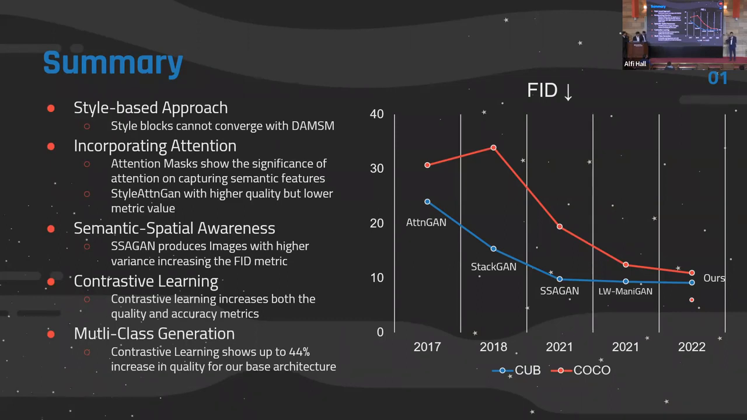We hypothesize this is because of the lower variance in the classes itself. So we use the semantic spatial awareness attention, which produces higher quality images with higher metrics because of the higher variance. And finally, we also studied the effect of contrastive learning, and we showed how contrastive learning increases both accuracy and quality, and even increased the quality metrics on the harder problem of multi-class generation by a higher margin than on a single class. And as shown here, our model and how it performs according to the state of the art in recent years.